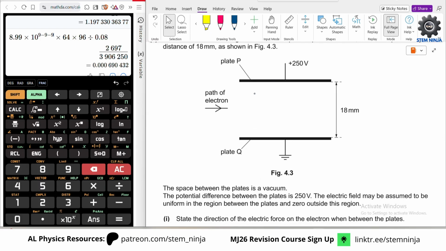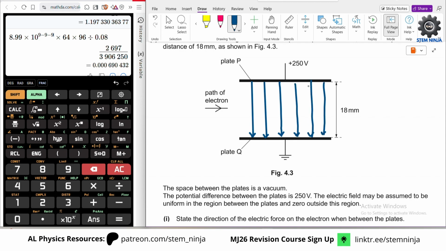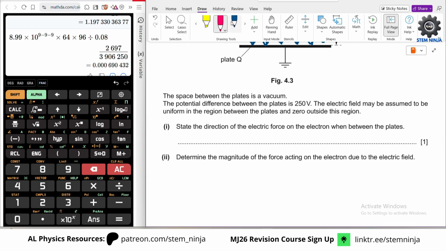Okay. So the field direction, the point where students get confused: field direction is downwards, and since this is a uniform field, the field lines, if we had to draw them, will be parallel and almost equidistant. Now field direction is the direction of the force on a positive charge. This is an electron. Electron will be attracted to the positive side. So we will say upwards.